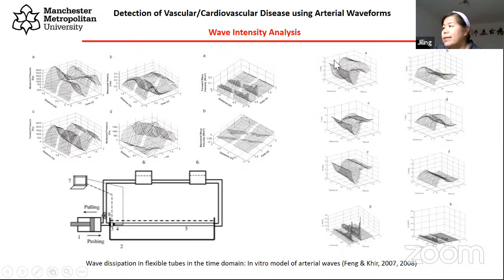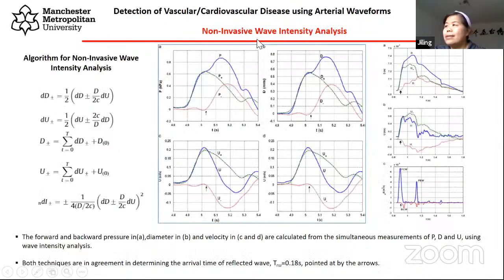And also we investigated the dissipation for different types of wave. One is when this piston is pushing forward, another one is when the piston is pulling backwards. It will generate a different type of wave, and how this wave will dissipate. And also another one is non-invasive wave intensity analysis.